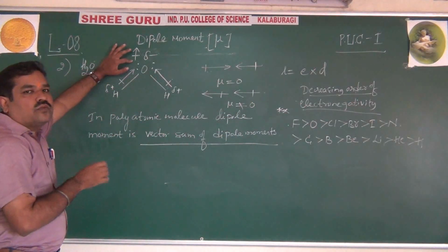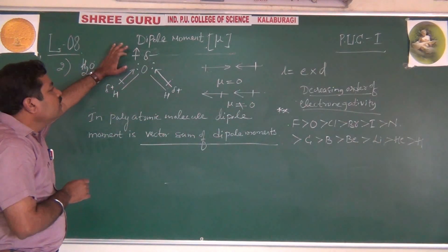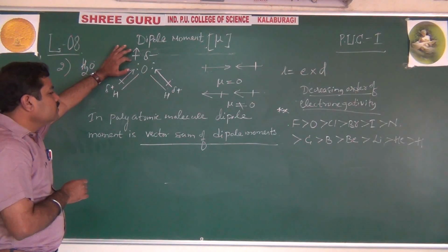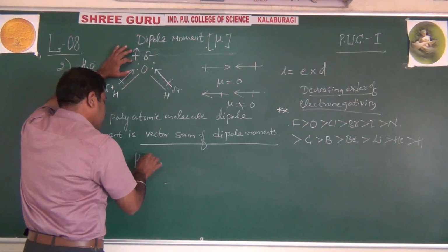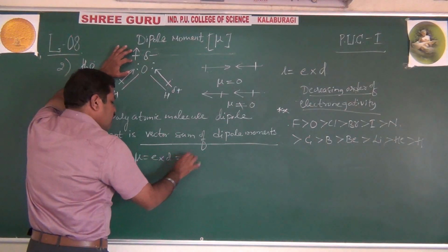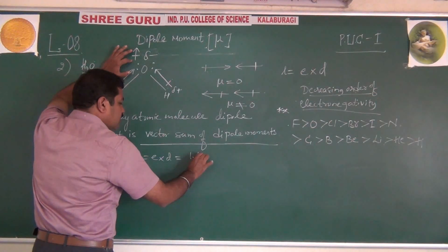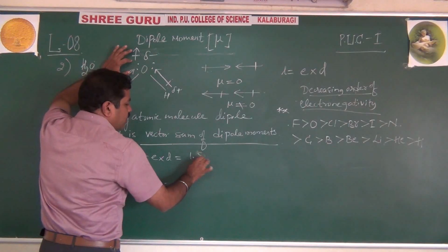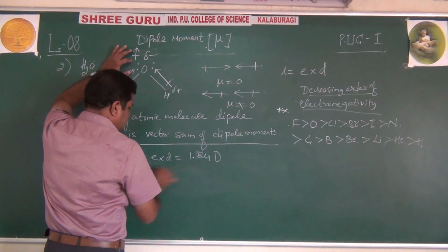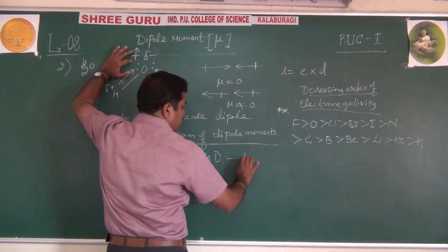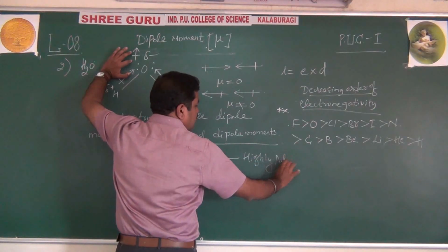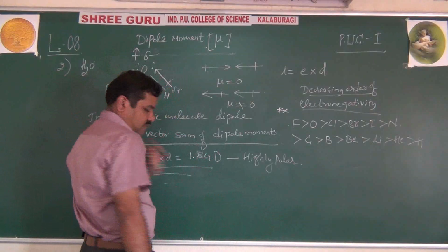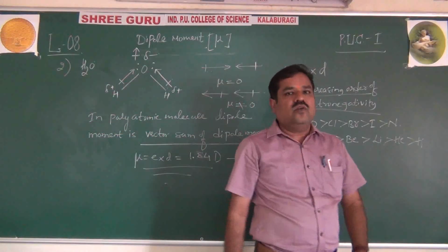This is also to be noted. Okay? Hence it increases on the oxygen atom. It is also highly polar. Whatever is highly polar, the mu value after multiplying e into d, what will you get? 1.84 D. It is also highly polar in nature. After HF, water is the next polar molecule.